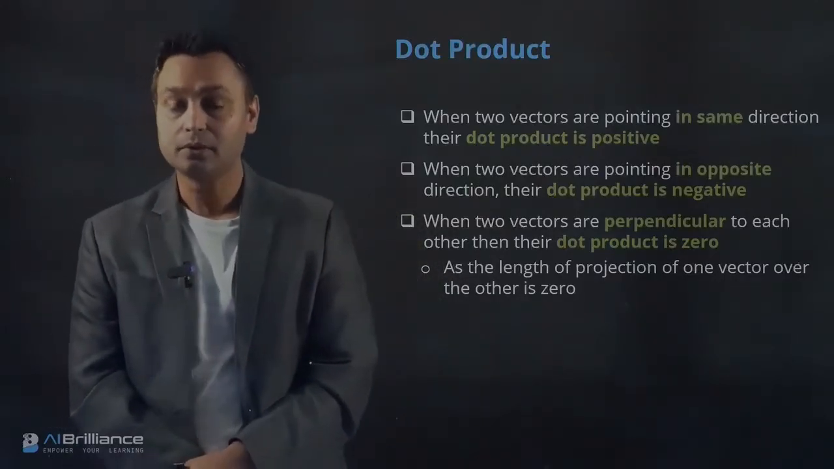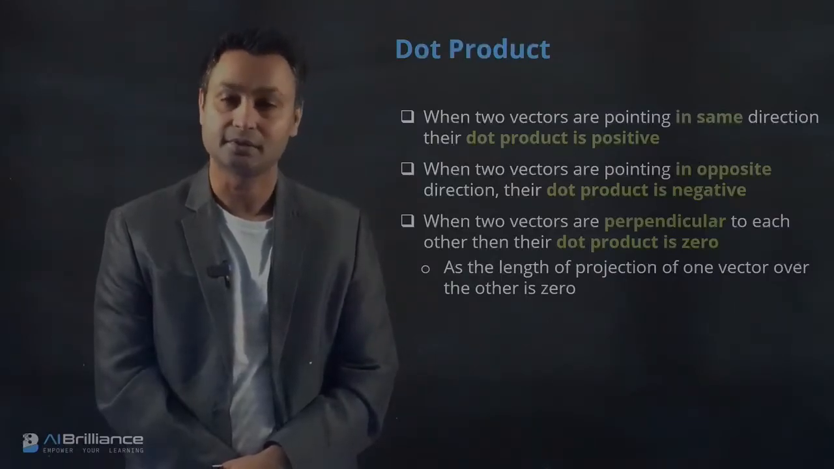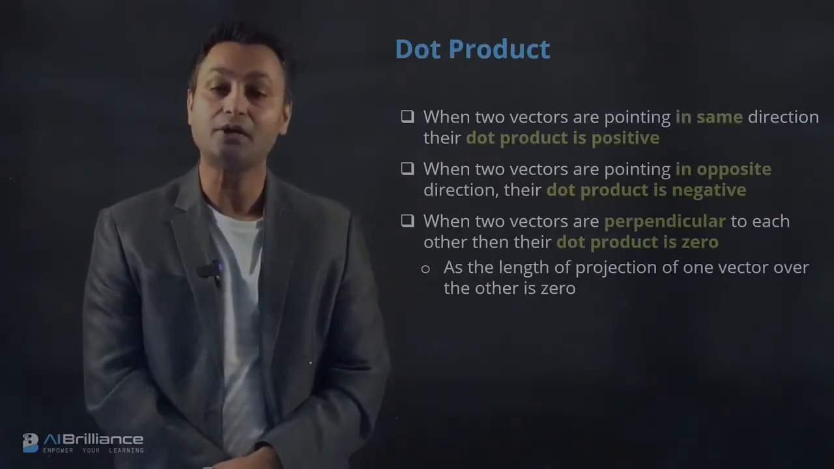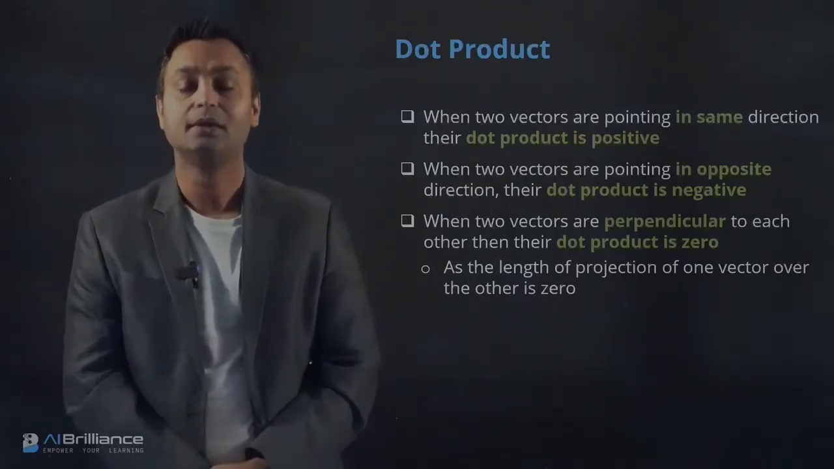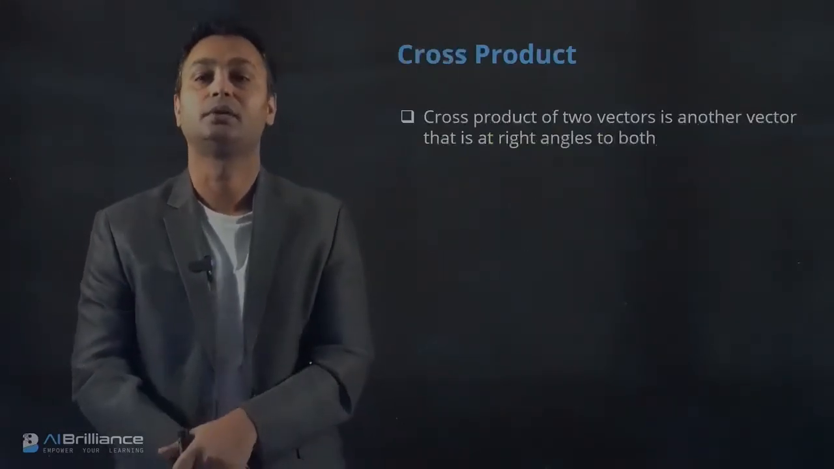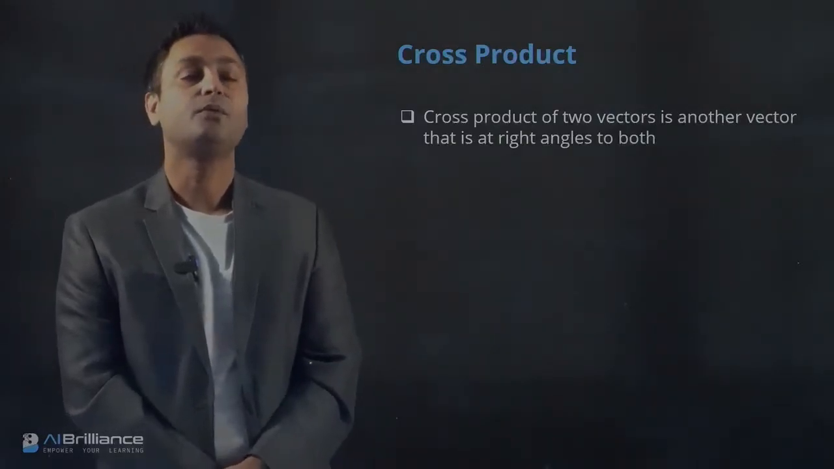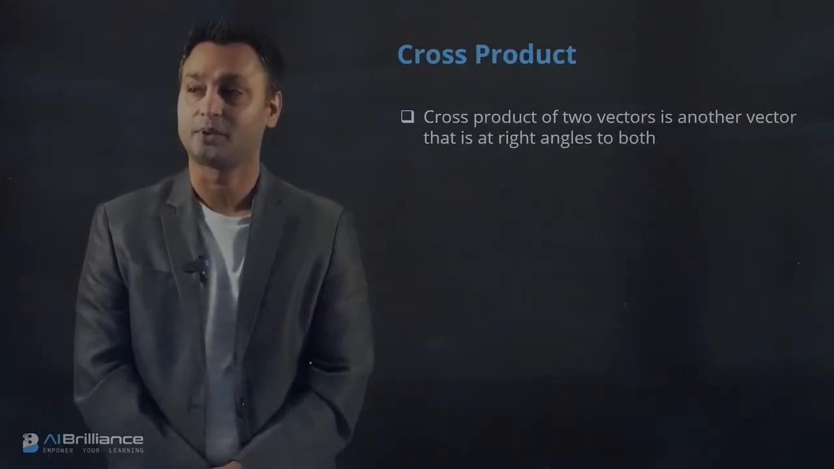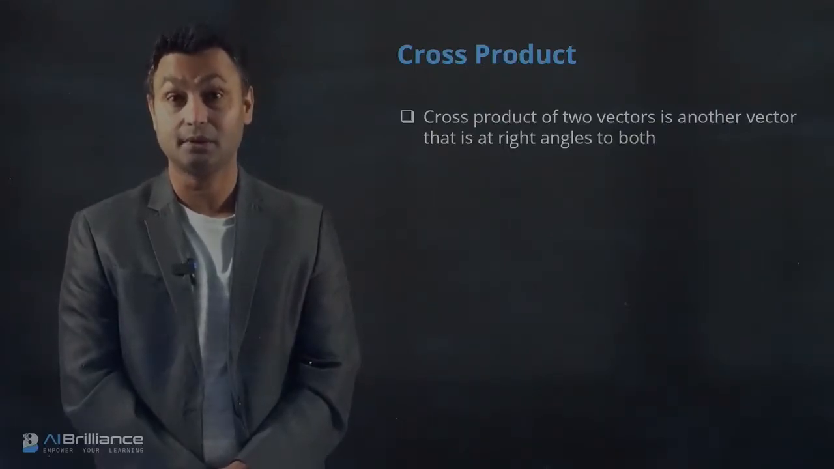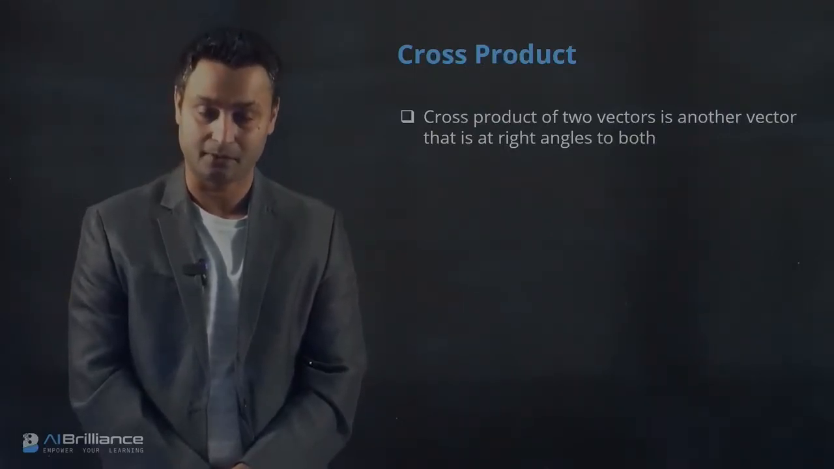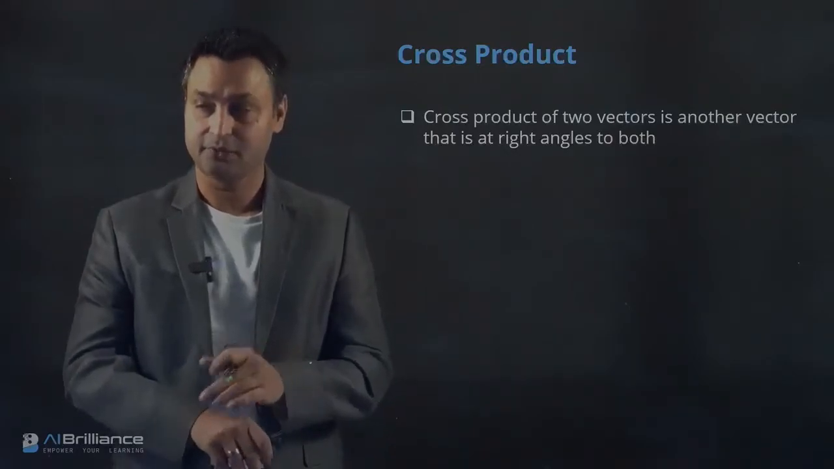Important thing to note that the dot product results in a scalar value and it does not result in a vector value. So let's move on to the second vector operation that is important, which is known as the cross product of two vectors. Now it turns out the cross product results in a vector. It does not result in a scalar. So that's the main differentiating thing.